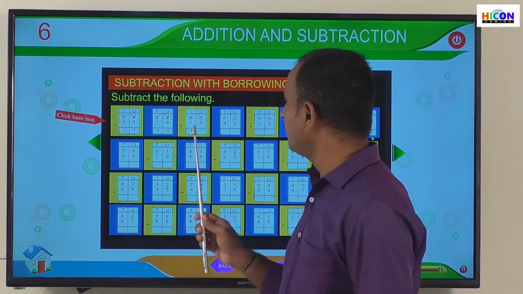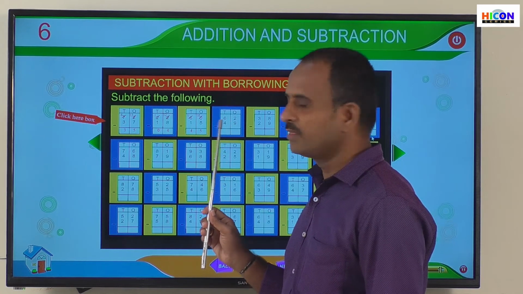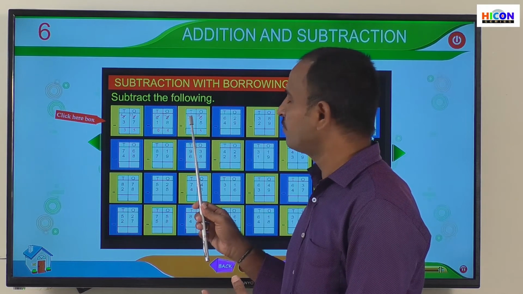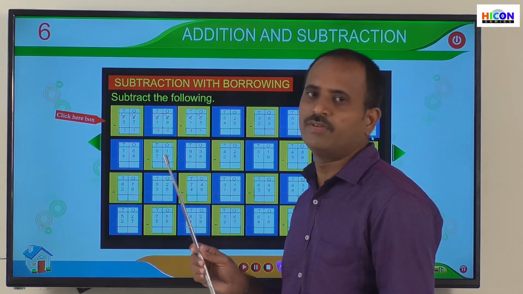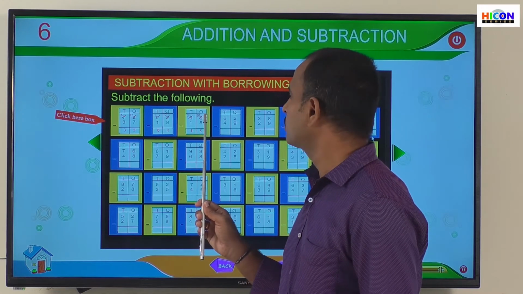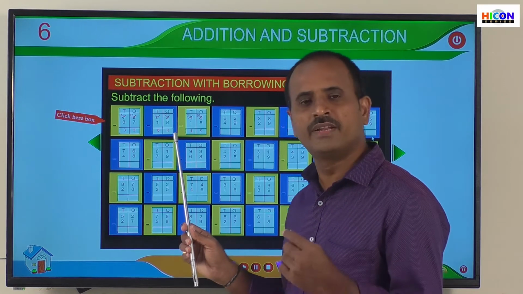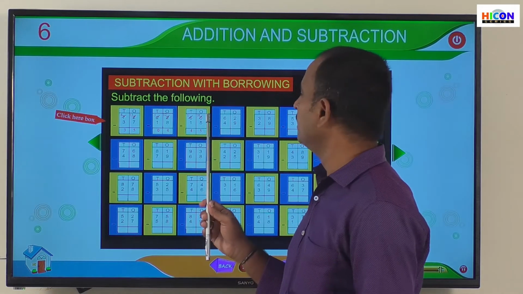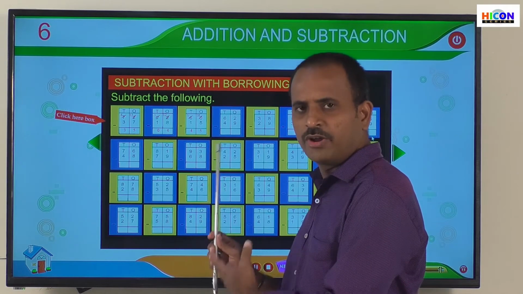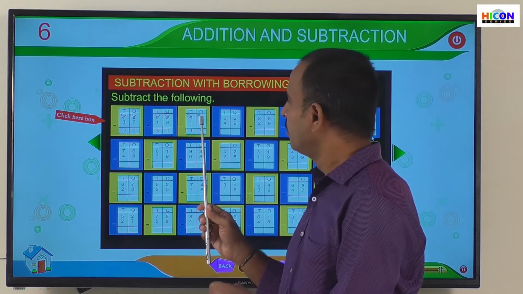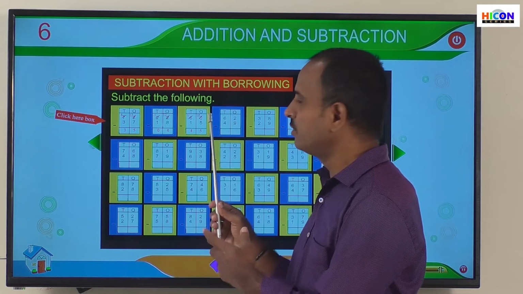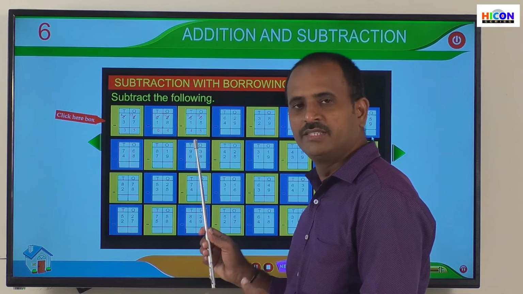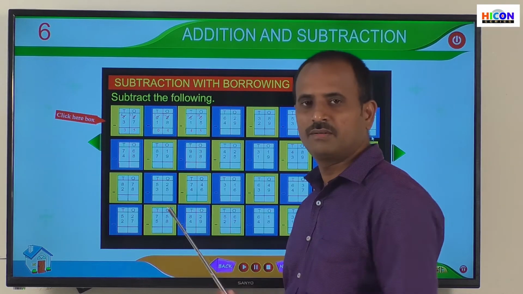If we carry 1 ten to the ones place, that becomes 10. Already there is 0. If we carry this 1 ten to the ones place, that becomes 10 ones. So strike off 0 and write 10. Simple trick: write 1 just before the digit already present there. Already there is 0, and we are taking borrow, so write 1 before it. If you write 1 before 0, that becomes 10. So here 10 is the first digit, 5 is the second digit. Now we can subtract 5 from 10.